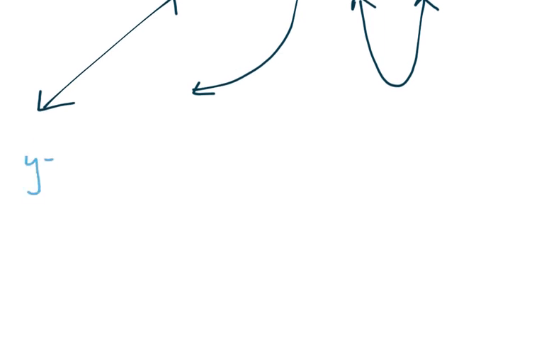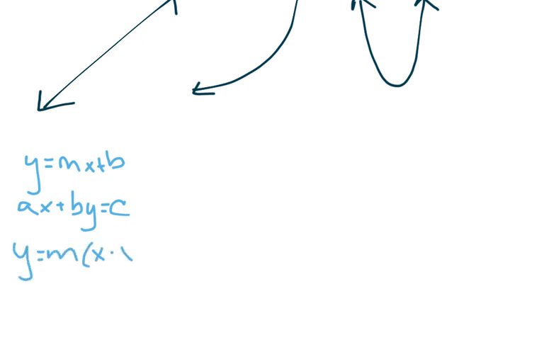You have y equals mx plus b. That's called slope-intercept. You have ax plus by equals c. That, of course, is called standard. And then we have point slope, which is this guy right here. It's minus. Way back first trimester.